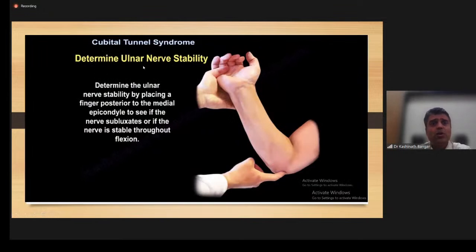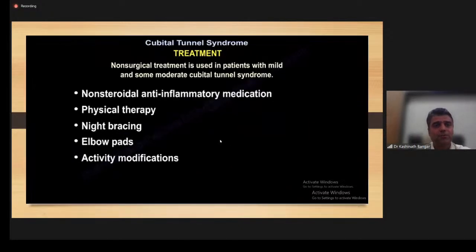Okay. So, ulnar nerve stability test. We determine the nerve stability by placing the finger posterior to the medial epicondyle and seeing if the ulnar nerve subluxates or if the nerve is stable throughout the flexion. We keep a finger on the tip, just posterior to the medial epicondyle, and the elbow is flexed. We see whether the nerve subluxates or remains stable there. Different treatments include NSAIDs, physical therapy, bracing, activity modification. These are the non-invasive. And the invasive ones are hydrodissection and surgical.